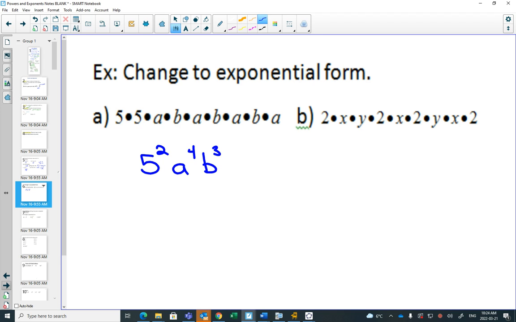Okay, so we look at our numbers. How many 2's? 4. How many x's? How many y's?